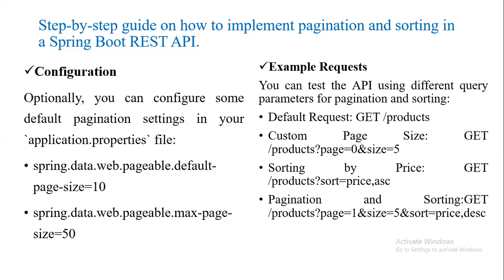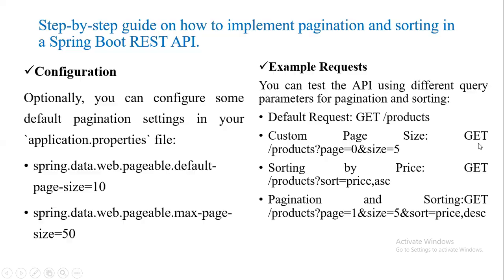Let's see the second one, custom page size, which means that we can assign a custom page request also. Instead of giving GET /products, GET is a method which helps you to retrieve the records, right? So GET /products, after that question mark page equal to 0 and size equal to 5, which means that it retrieves 5 records, not 10, because here we are specifying the size. If we have not specified the size, it will retrieve 10 records by default. When we specify the size, that many records will be displayed. So that is custom page size.